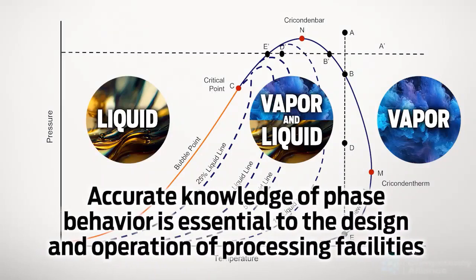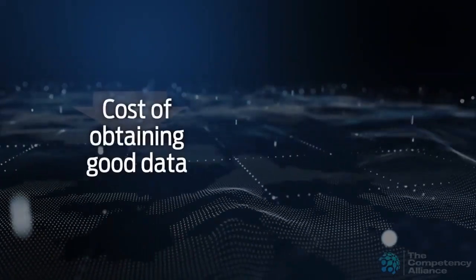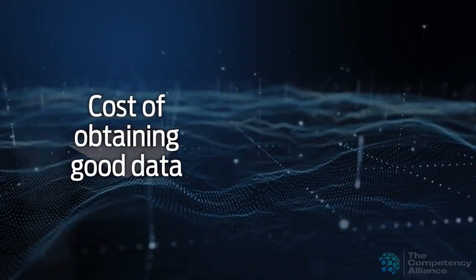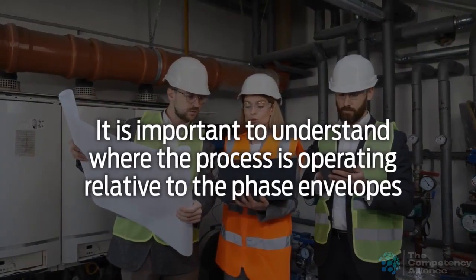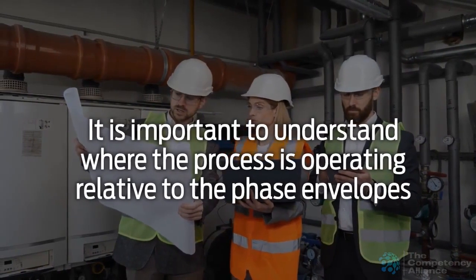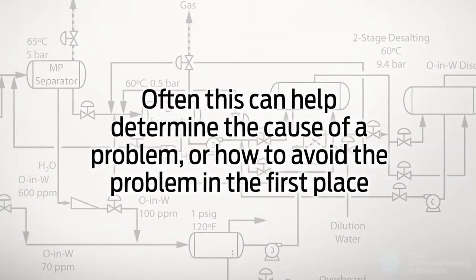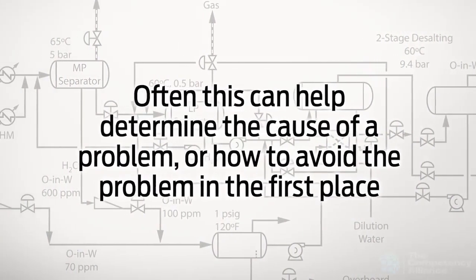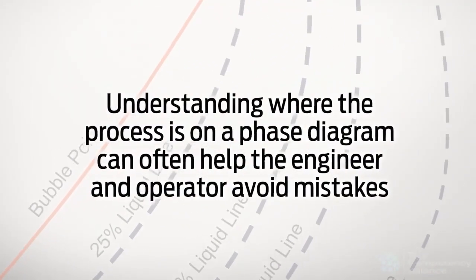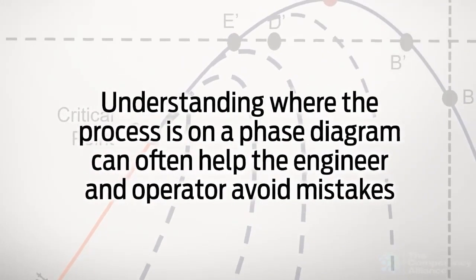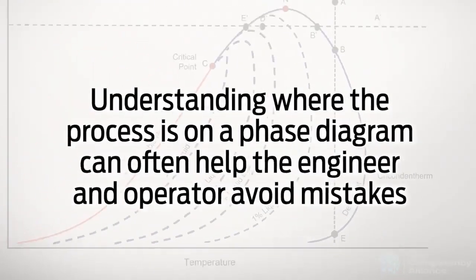Accurate knowledge of phase behavior is essential to the design and operation of processing facilities. The cost of obtaining good data is usually trivial compared to the economic benefits obtained. For facilities work and equipment troubleshooting, it is important to understand where the process is operating relative to the phase envelopes. Often, this can help determine the cause of a problem or how to avoid the problem in the first place. In facilities operations, the understanding of where the process is on a phase diagram can often help the engineer and operator avoid extremely embarrassing design and operating mistakes.